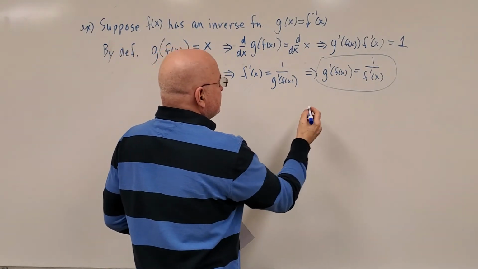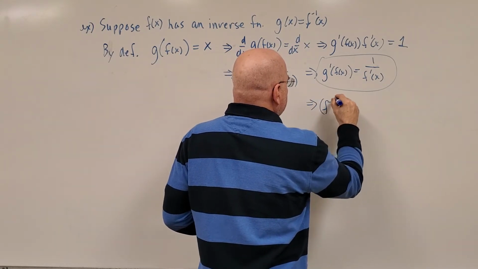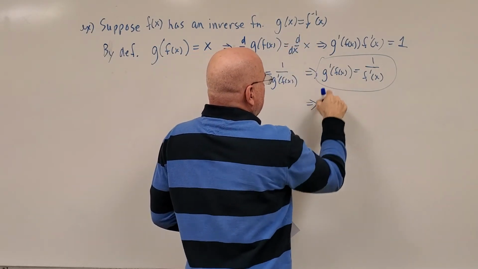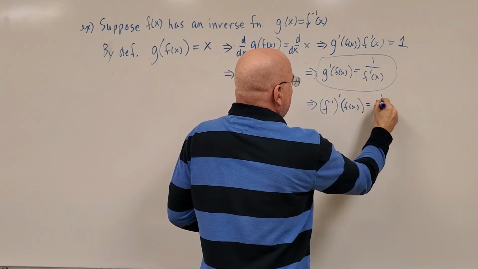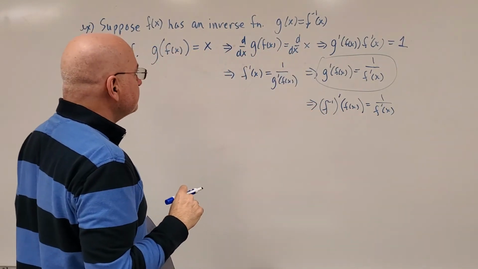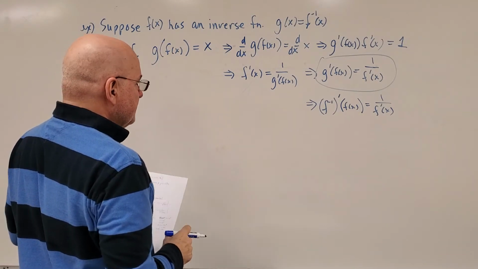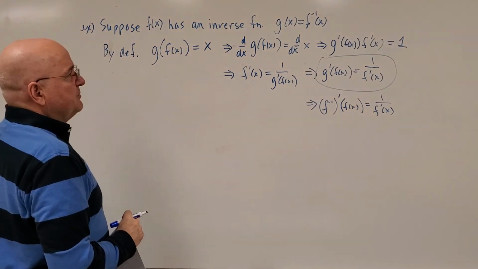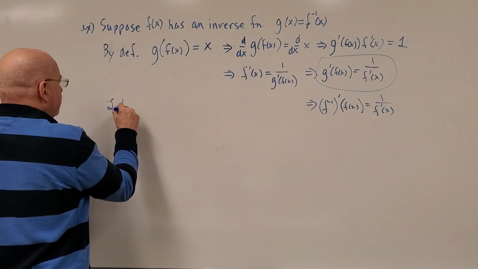And doing some substitution, I could go back to f inverse, because g is f inverse of x. So g prime would be f inverse prime of f of x equals 1 over f prime of x. And again, that's essentially what our inverse function theorem says. All right, well, before we formally introduce that inverse function theorem, let's do a little simple example.